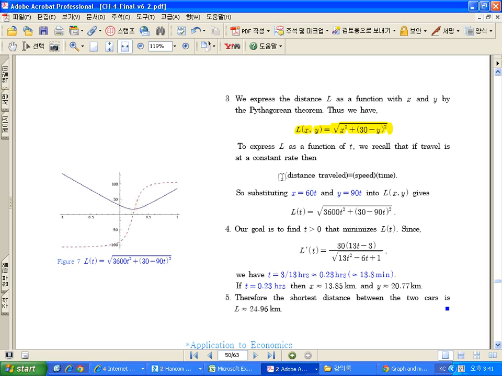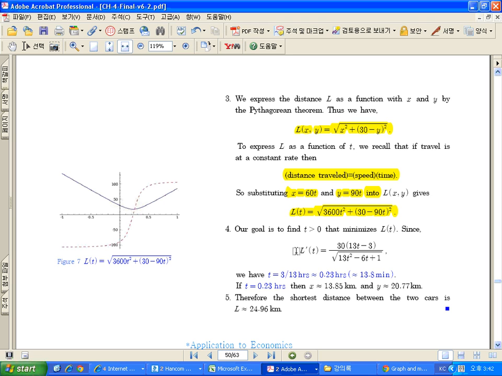First, the distance traveled can be found from the speed of a car over a certain time period. The speed of car A was 60 kilometers per hour, so the distance x is 60 times the time period t, and the speed of car B was 90 kilometers per hour, so the distance y is 90 times the time period t. So we can replace x and y with this relationship to get L as a function of a single variable t. So all you have to do is minimize this function, isn't it?